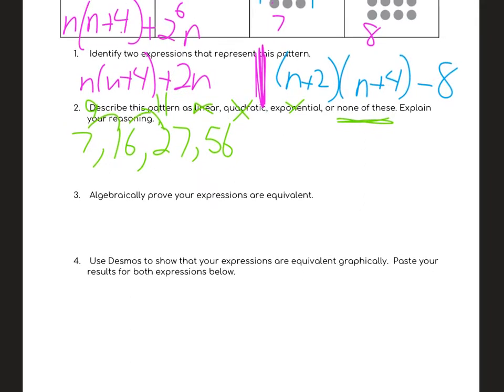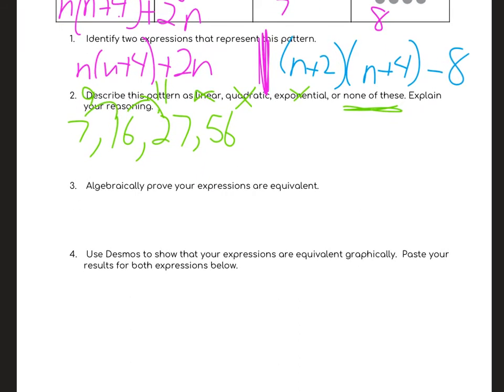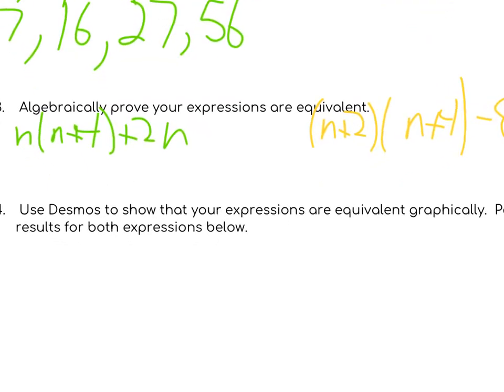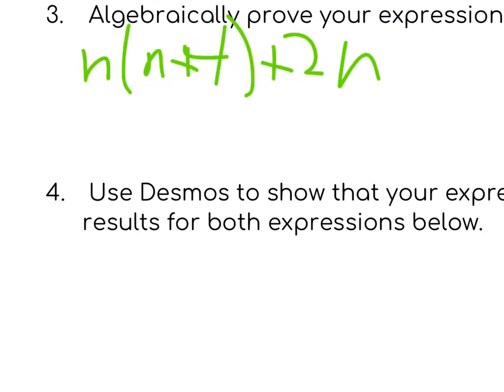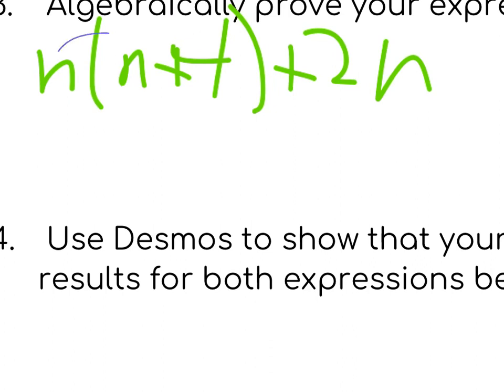Algebraically prove my expressions are the same. Okay. So I have n times n plus 4, plus 2n. And I have n plus 2 times n plus 4, minus 8. So let's give me some more room for this. And let's start on the left. So we have n times n plus 4, so I get to distribute. That's n squared plus 4n plus 2n. So that's n squared plus 6n.